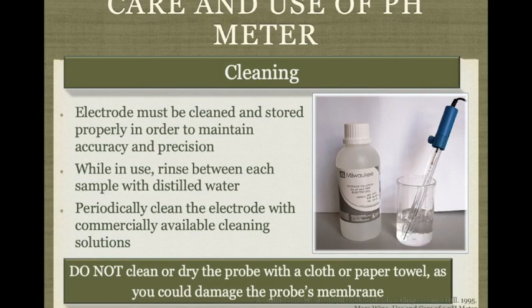Cleaning. So it needs to be kept clean and stored properly. Between use, I rinse with distilled water, and then periodically we clean the electrode with commercially available cleaning solutions. It's very important not to clean or try to dry your probe with a cloth or a paper towel, as you could damage the membrane. So try not to touch the membrane with anything other than the solution you're testing the pH with, rinsing with distilled water, the pH buffer, of course, when calibrating, and then any of the commercially available cleaning solutions.